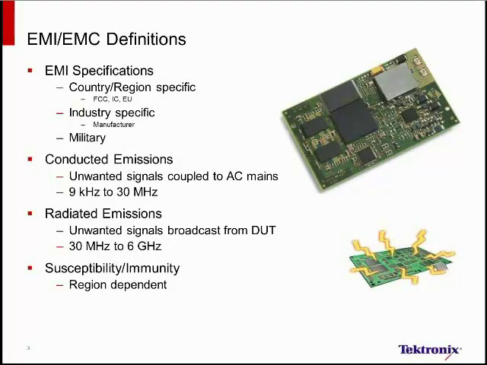In general, we have two types of EMI measurements. Conducted measurements, where we're looking at the energy we put back onto the AC mains, or radiated measurements, looking at unwanted energy that's coming from the device under test. A third subset that we're not really going to address today is susceptibility or immunity measurements, and that particular category has both conducted and radiated measurements as well.